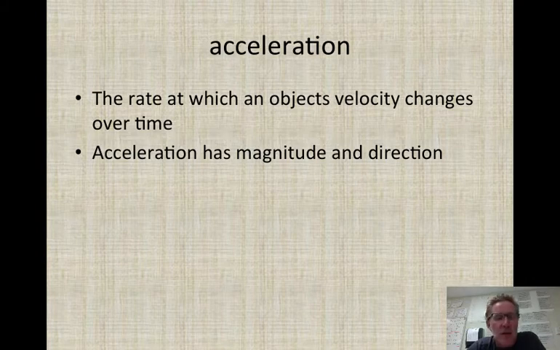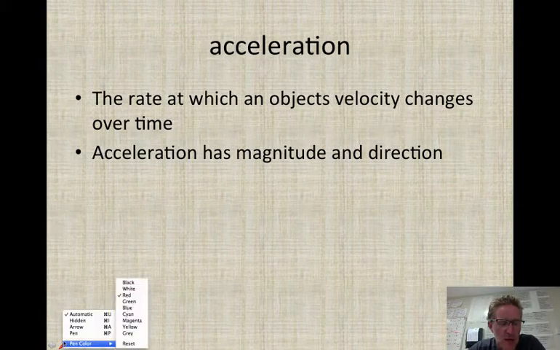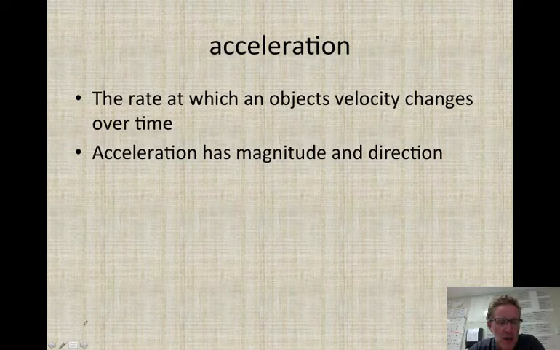First off, let's give a quick definition of acceleration. Acceleration is basically the rate at which an object's velocity changes over time. Now this change can come in two ways. It can be a change in direction, or it can be a change in the magnitude of the velocity.